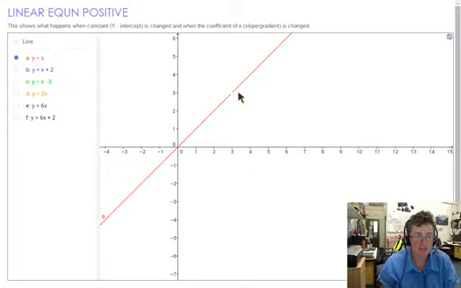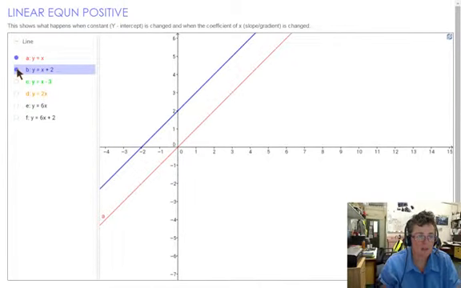As you can see here, I've got this red line. This red line is the equation y equals x. If I add a y-intercept to that, it gives us a parallel line. It's still y equals x, but the plus 2 moves the line up 2, so the y-intercept is 2.